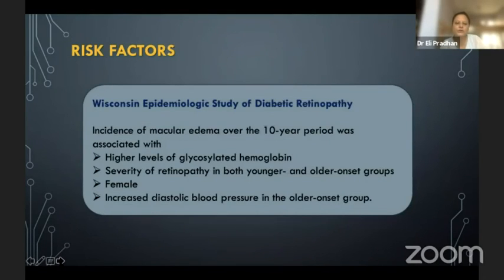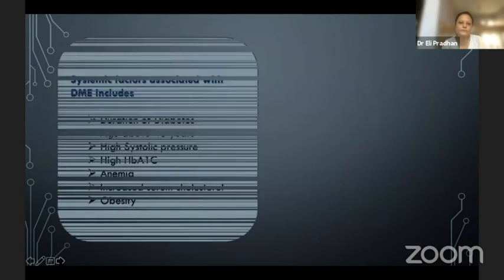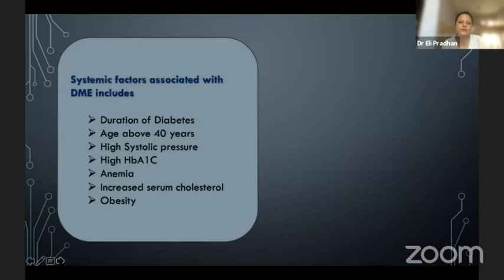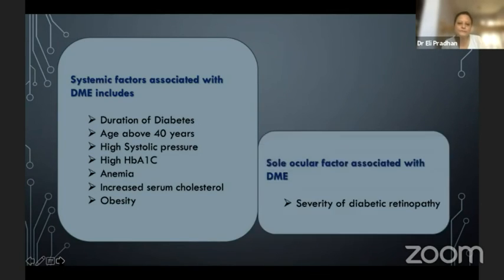Risk factors, according to the Wisconsin epidemiology study: high level of glycosylated hemoglobin, severity of retinopathy in both young and old onset, female sex, and increased diastolic blood pressure in the older age group. Systemic factors: duration of diabetes, age above 40, systolic blood pressure, high HbA1c, anemia, increased serum cholesterol, and obesity. The main ocular factor associated with DME is severity of diabetic retinopathy.